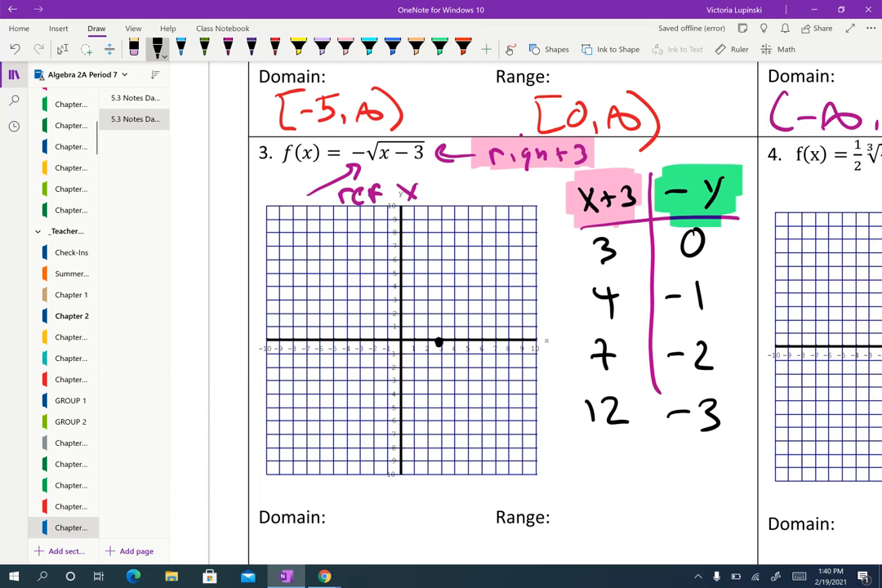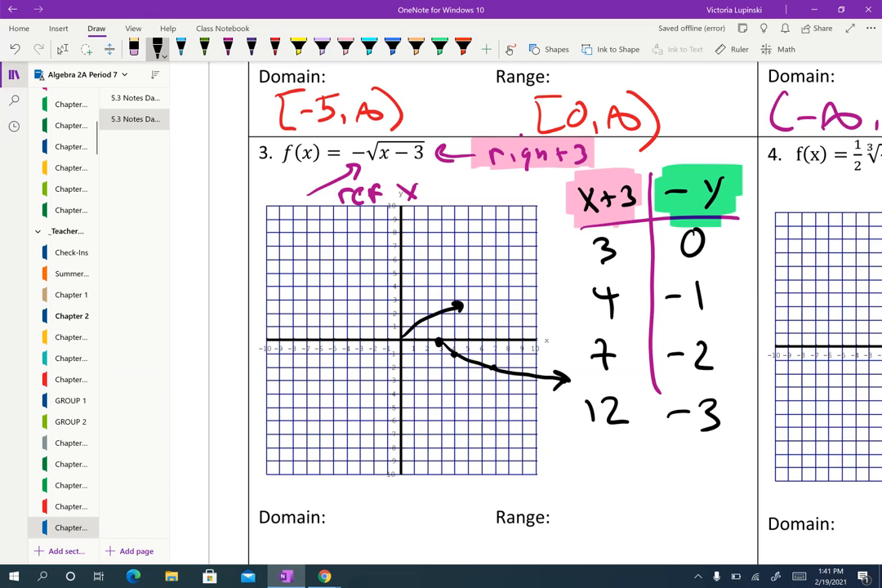If you go ahead and graph those points, 3, 0, 4, -1, 7, -2, and 12, -3, which obviously you have to kind of just estimate a tad. If you go ahead and connect those, a way that you can kind of guarantee you're doing it right is, well, did it follow the rules that you said? You said that the graph should move right 3. Remember, the graph usually looks like this. So did your graph move right 3?